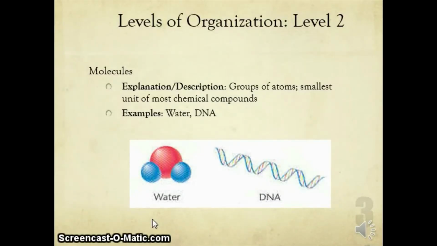The second level of organization is the molecule. So atoms are going to combine together to form molecules. Molecules are the smallest unit of most chemical compounds. Some examples of molecules would be things like water, DNA, RNA, carbon dioxide. All of these things would be molecules.